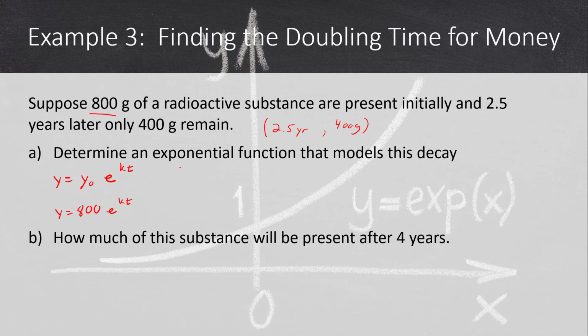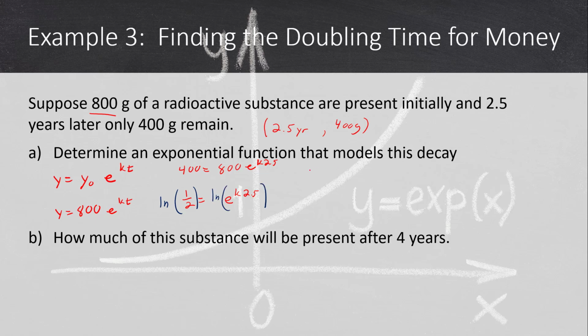That's going to give us that 400 is equal to 800 times e to the k times 2.5. k is k, t is 2.5. And that is going to reduce to 1/2 is equal to e to the k times 2.5. All right, now once again we want to take the natural log of both sides to get the k out of the exponent. So we're going to have the natural log here, and the natural log here.